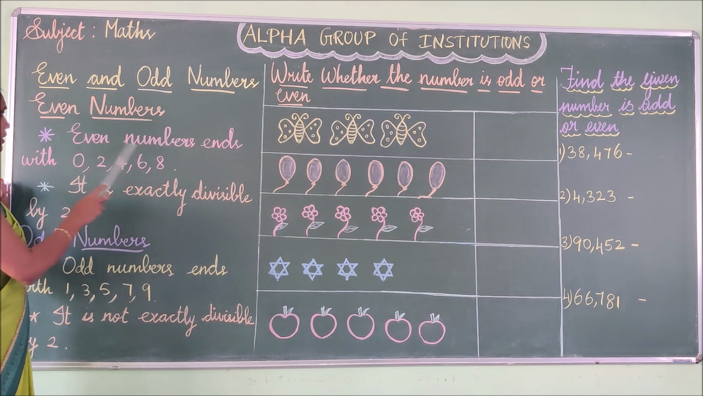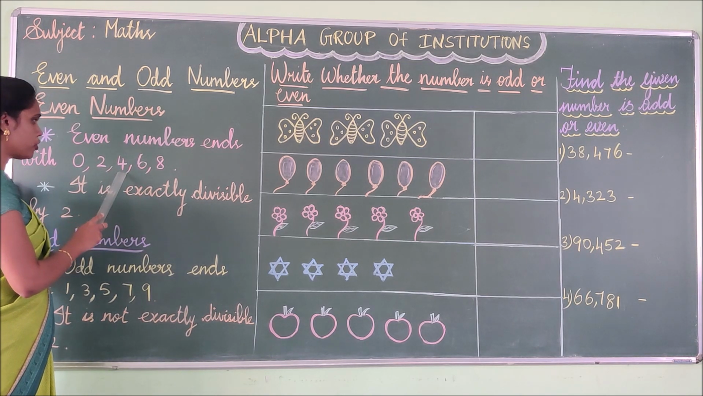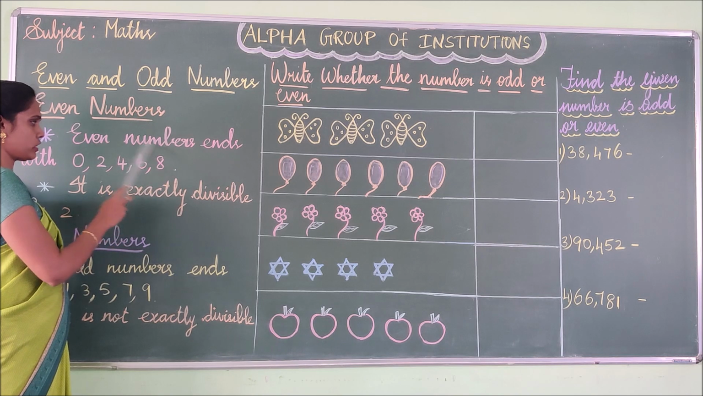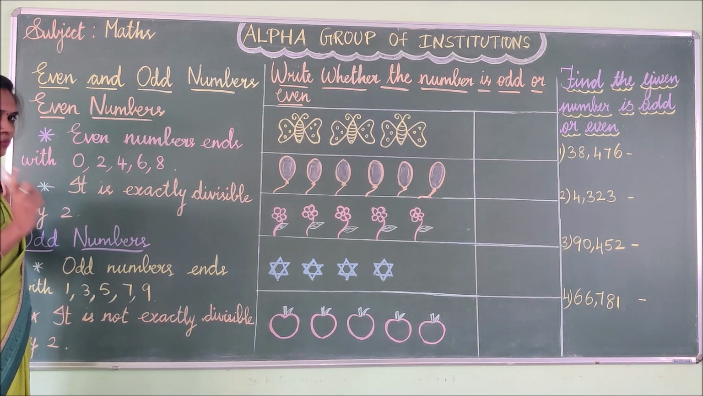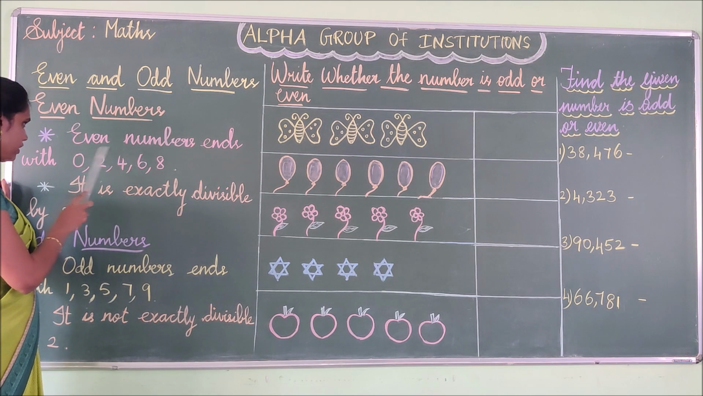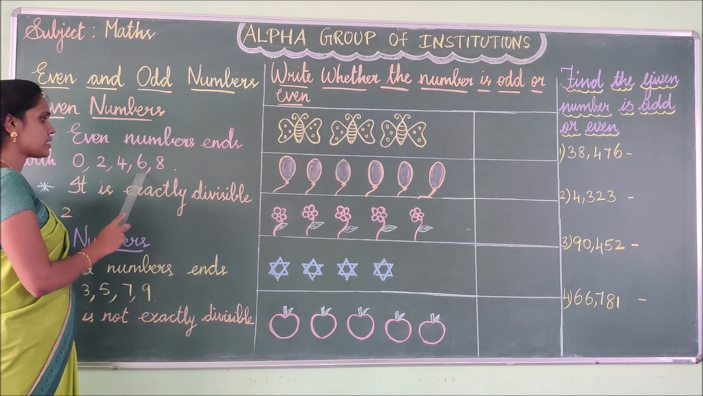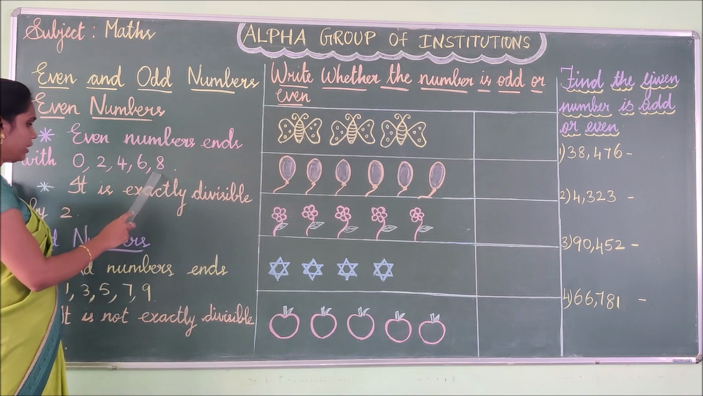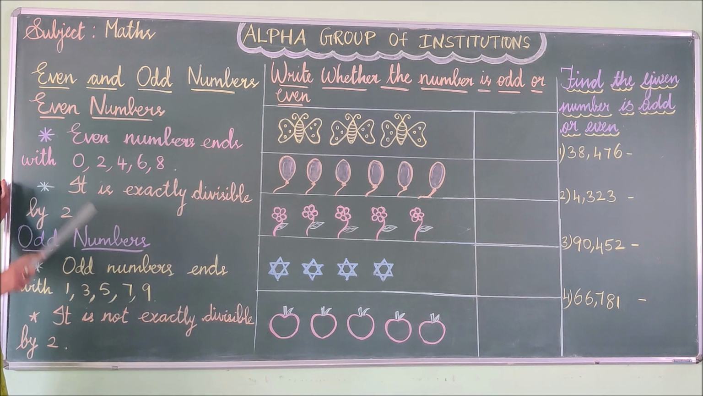See, an even number ends with 0, 2, 4, 6, 8. These numbers come in the two table, so you can easily remember. Next, it is exactly divisible by 2. An even number divides exactly by 2 without a remainder, and that means it is an even number.